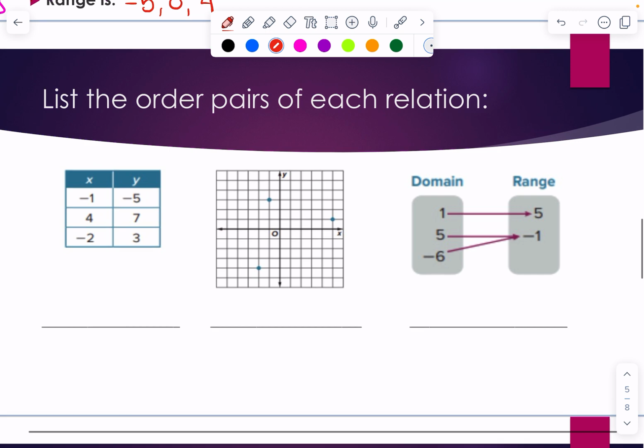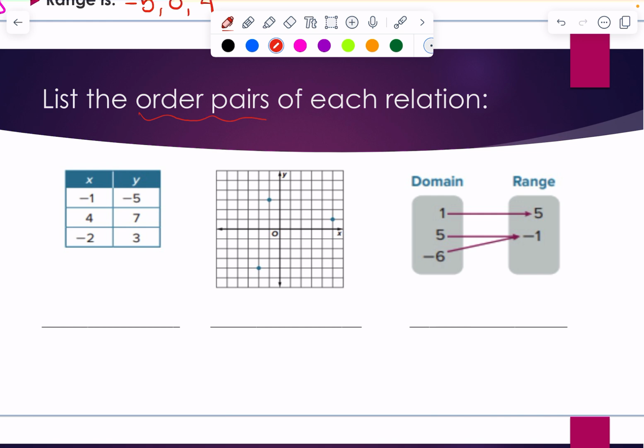Okay, now can we go backwards? Meaning if I give you a table, can you list for me the ordered pairs? So if I look here on the first one, my first ordered pair, remember, is in parentheses, and we go x value, which would be -1, and it goes to a -5. My second x value is 4, 7, and then my last one is -2, 3.